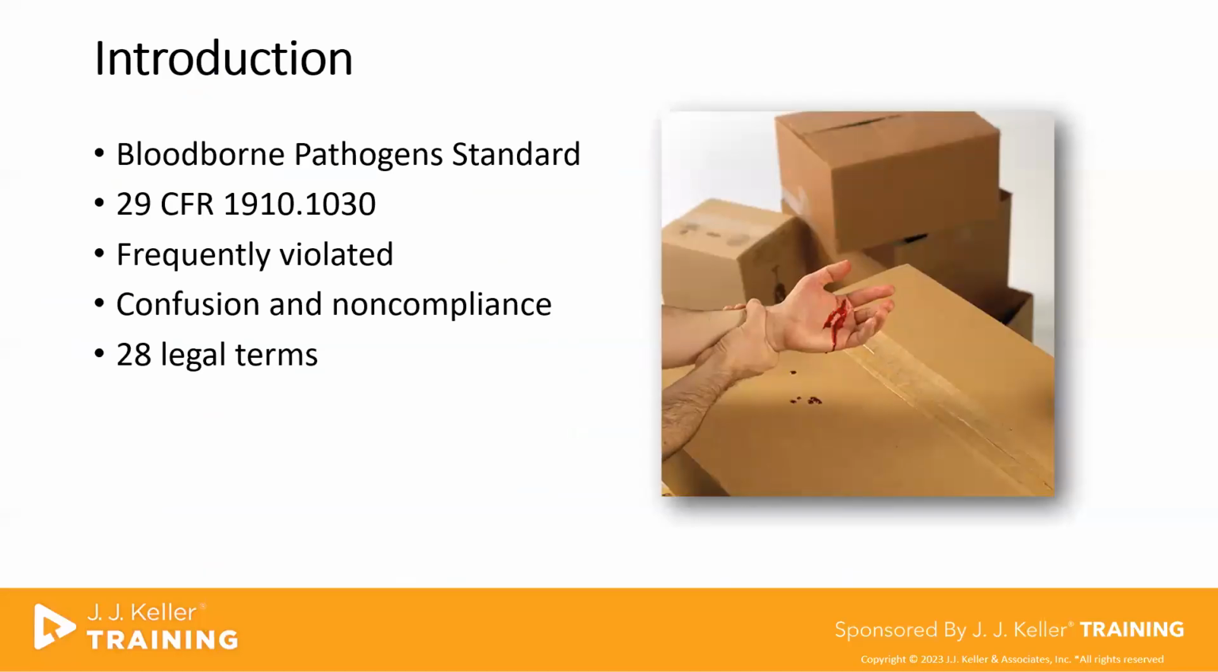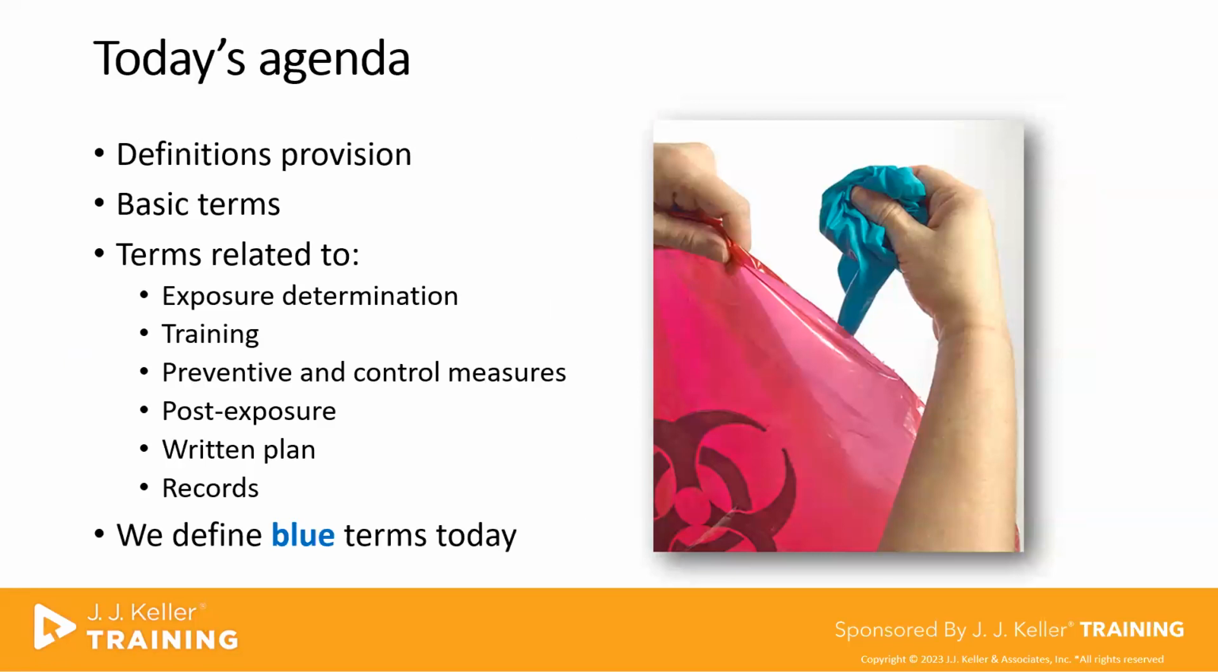Okay, so bloodborne pathogens. The bloodborne pathogens standard at 1910.1030 defines 28 terms in its definition section. So the use of these words and phrases may make this regulation a challenge for employers. Today, we will start with the definitions provision and turn to terminology related to some basic terms first, and then we'll talk about terms related to the topics you see here.